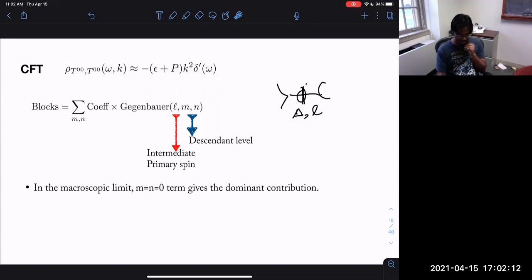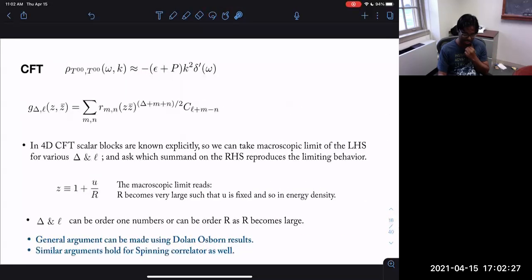Before doing that, let us think about what kind of blocks we know. For example, in 4D CFT, we do know these blocks explicitly, for example, the scalar blocks. To be more explicit, we can write down these blocks in the following form. As I said, these are a bunch of coefficients, this is the cross ratio function, and this is the Gegenbauer polynomial.